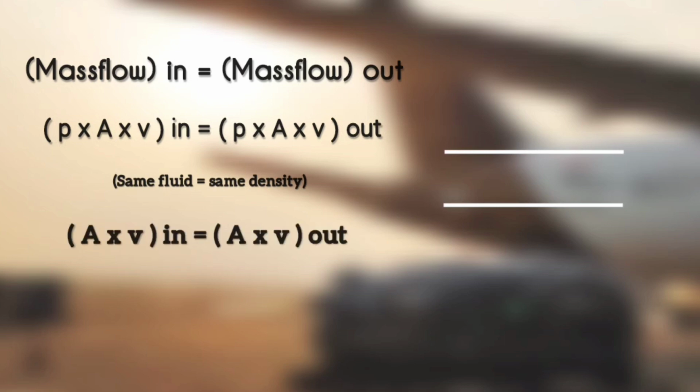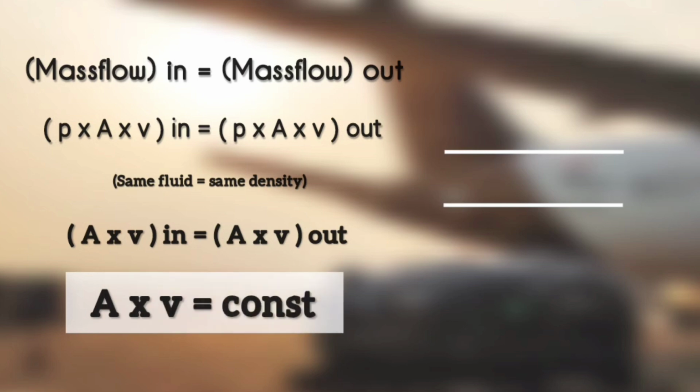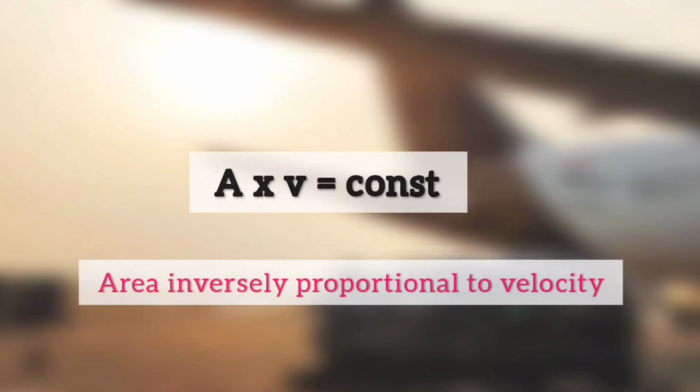So let us consider an isolated system with an inlet and outlet. From this law, mass flowing in is equal to mass flowing out of the system. So we can equate them. And since the density of the fluid remains the same on both sides, we can omit the density, and hence we are left with A times V equal to constant, which means area is inversely proportional to velocity. So this plays a major role in the upcoming session.